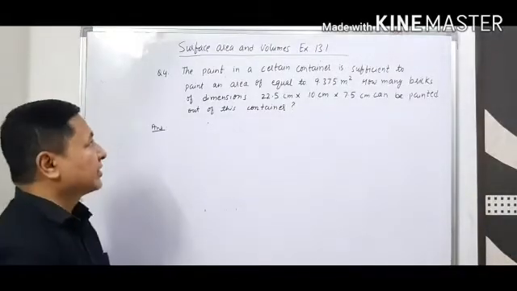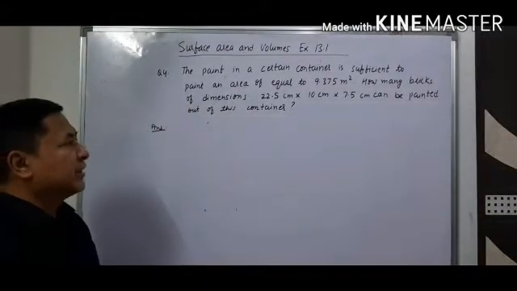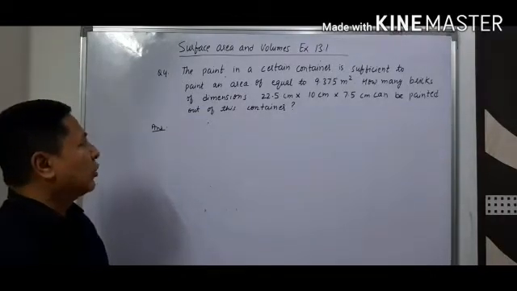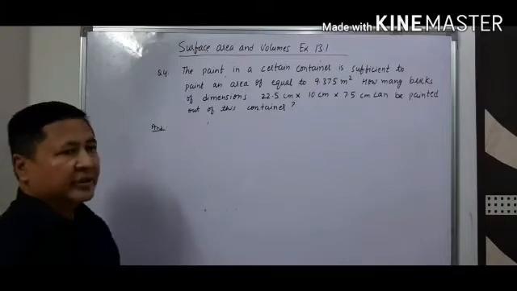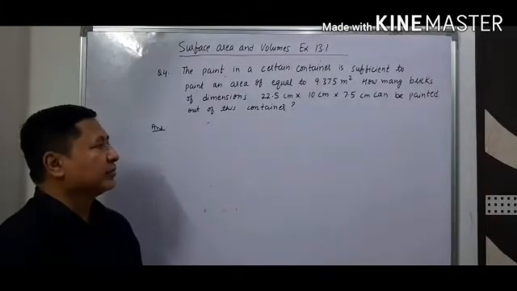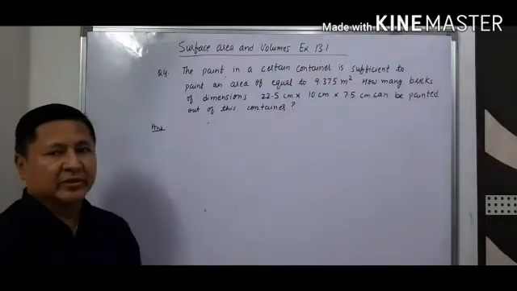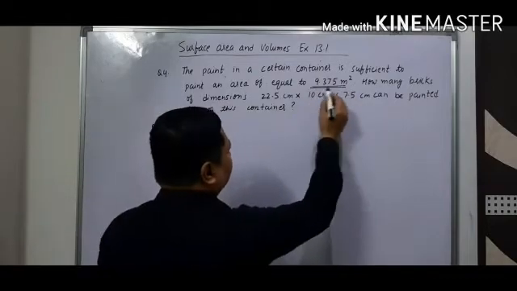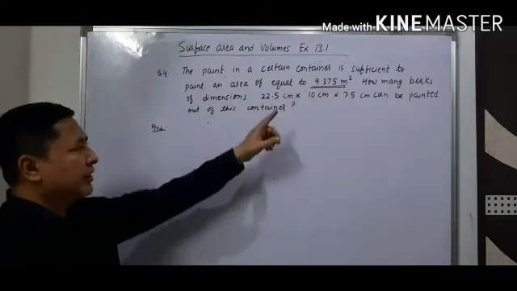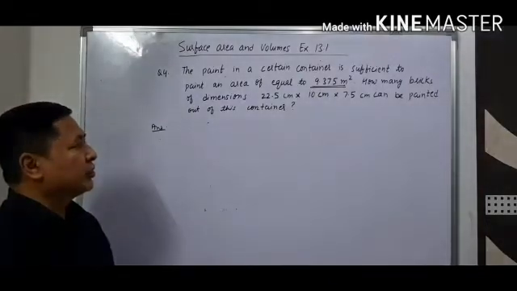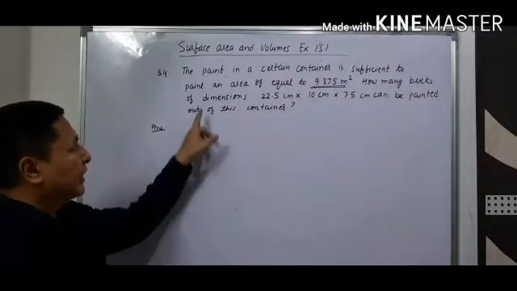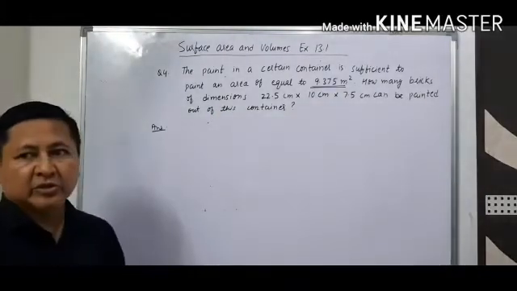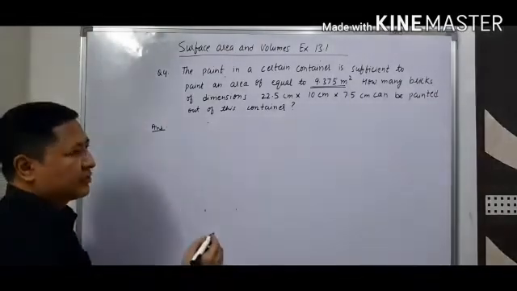Solve question number 4 of exercise 13.1. The paint in a certain container is sufficient to paint an area equal to 9.375 meters square. How many bricks of dimension 22.5 centimeter, 10 centimeter and 7.5 centimeter can be painted out of this container? Now in this question it is given that we have paint which is sufficient to paint the area equal to 9.375 meters square, and we have to paint the brick. The shape of the brick, as you know, is cuboid, so we have to find the total surface area of the cuboid, that is the total surface area of the brick.